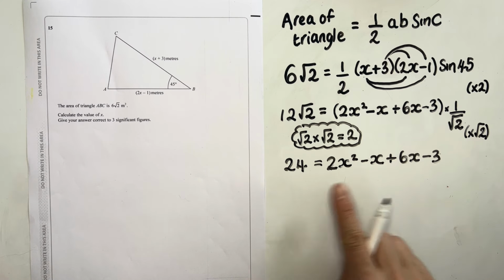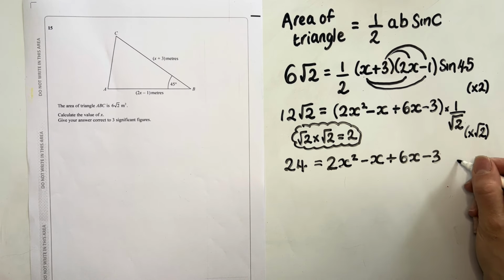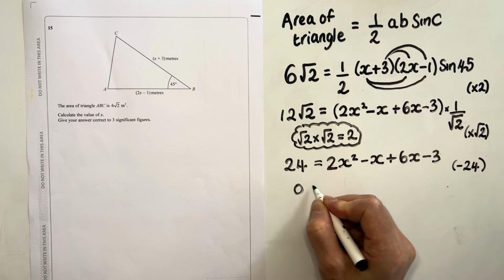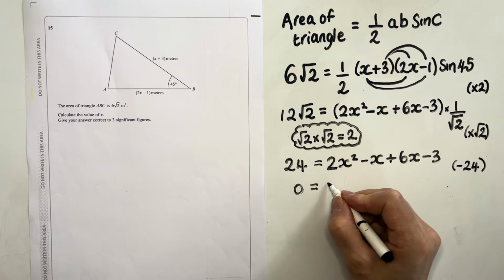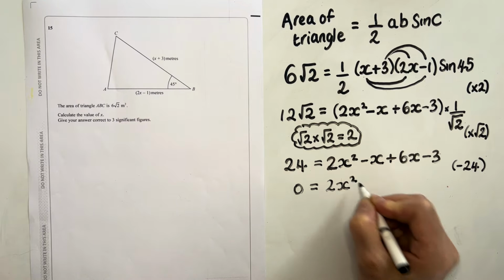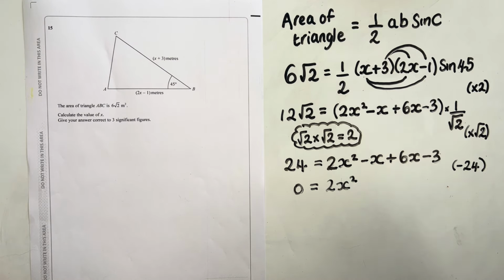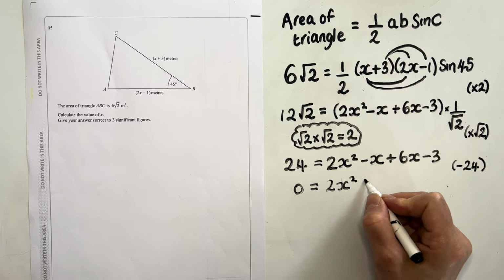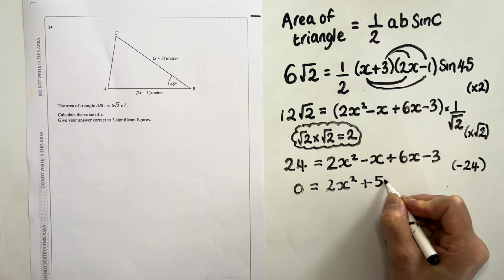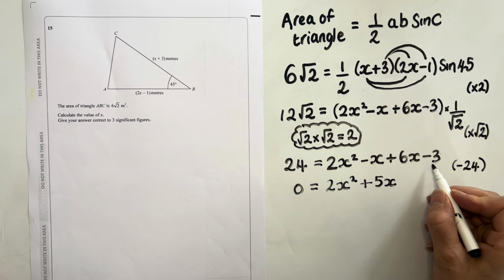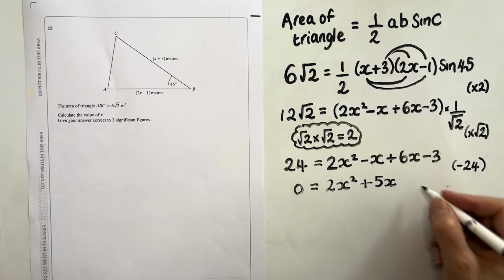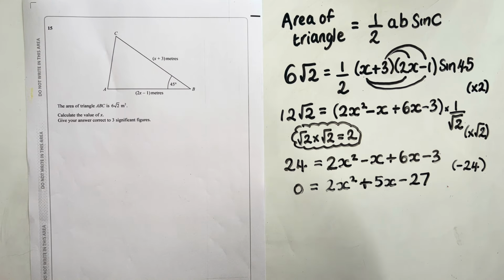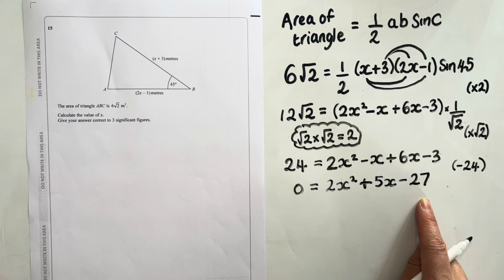We now need to get all the terms onto the same side. So if we take away 24, then the left-hand side will become 0. We've still got the 2x squared on the right-hand side. We can simplify these two terms, negative x plus 6x, so we've got add 5x. And then negative 3, take away another 24, will give us negative 27. We now want to solve the quadratic.